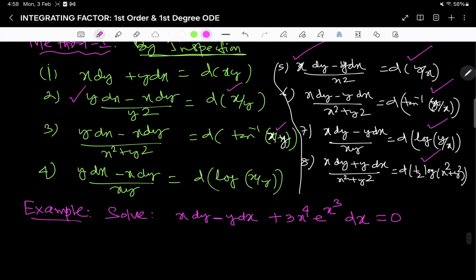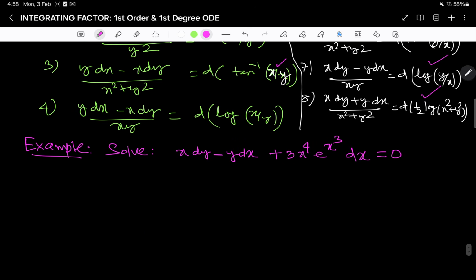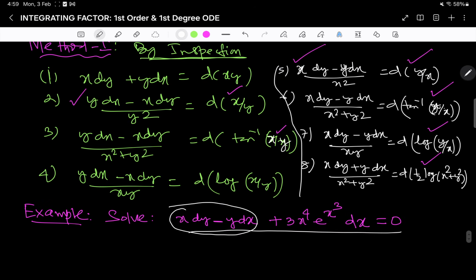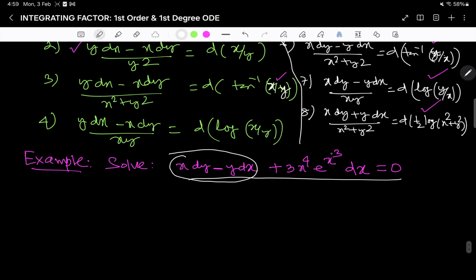Now let us solve one example by this inspection technique. You are asked to solve this. From this we have a standard form, x dy minus y dx. Here it is d of y by x. One more thing, what is the derivative of this? The derivative of this is 3x square e to the power x cube.